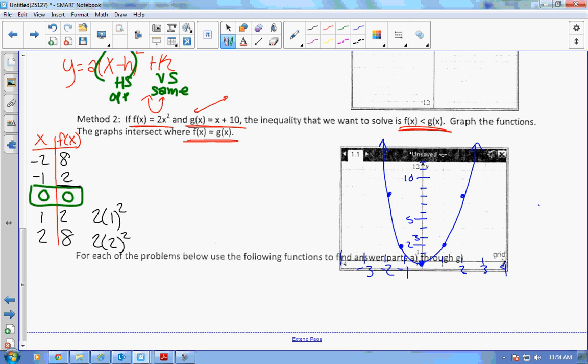Alrighty, that is f of x. Since we were dealing with 2 functions, we should label it. And this was supposed to be solid because it's equal. Sometimes we'll have to do dashed parabolas, so make sure you're paying attention.